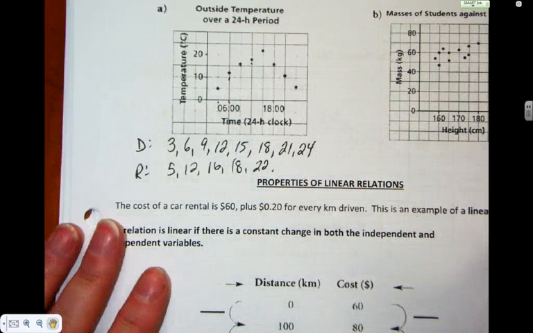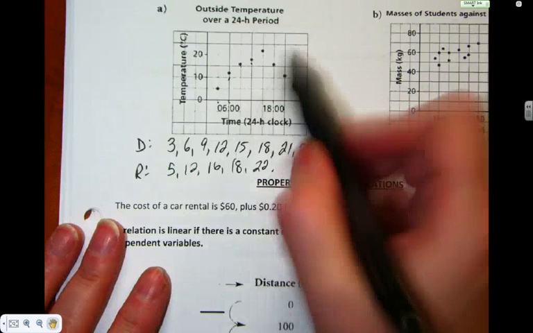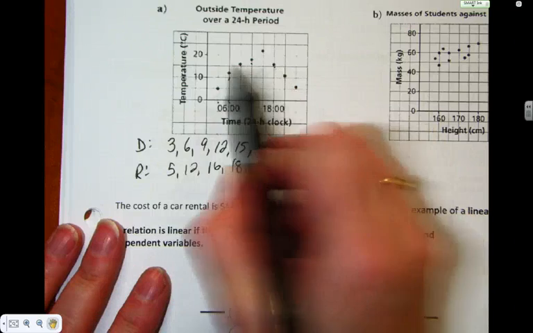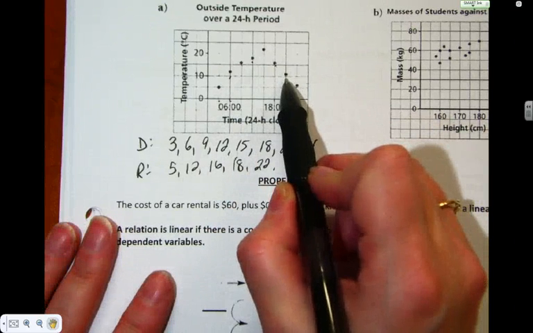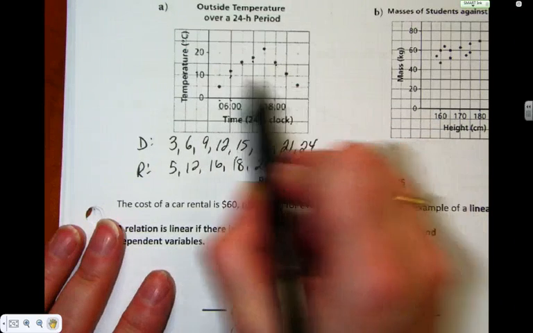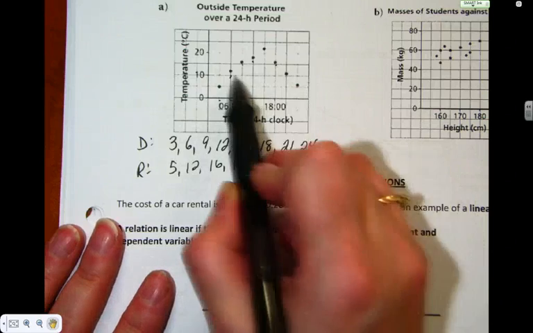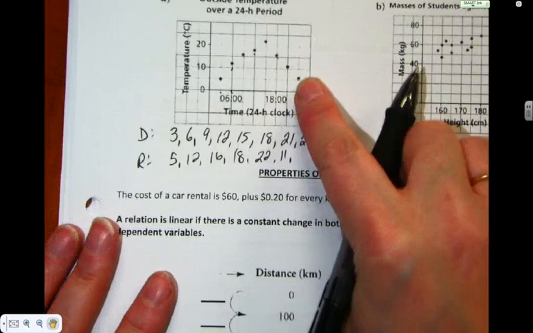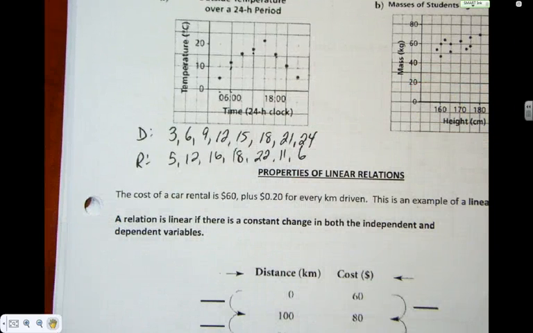Okay, this one, did we already have him, or is he a different value? Yeah, we already have him. This one? He looks a little bit lower. 11. And the very last one. And do we already have 6? No, we don't already have 6.